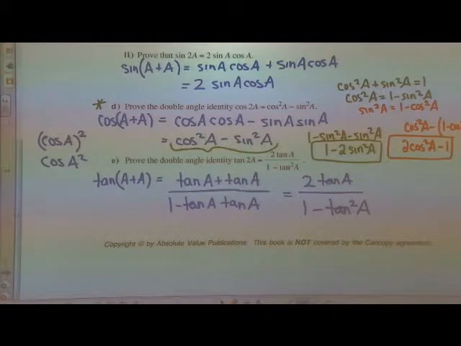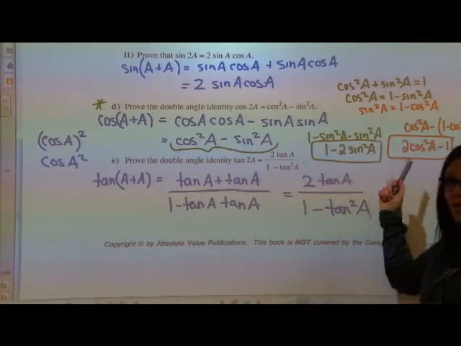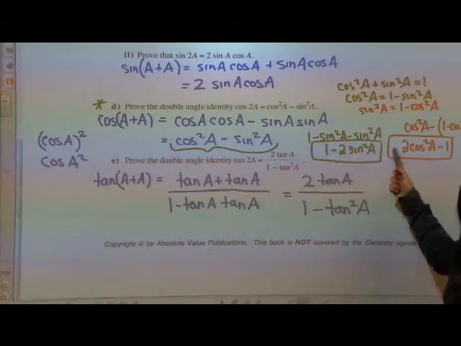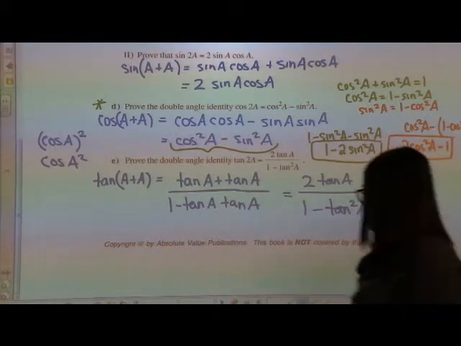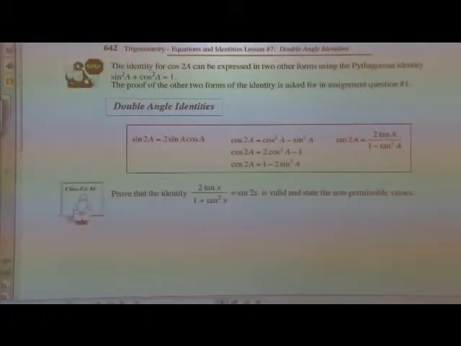Now your formula sheet actually gives you all 3 versions of cos 2A, which again is something new because they never used to give you these 2. It was kind of like the Pythagorean identity. You had to kind of know that they could be there. Now they're given to you. So it says the proof for the other 2 forms as it asked for in assignment question number 1. We just did that, just by taking the Pythagorean identity.